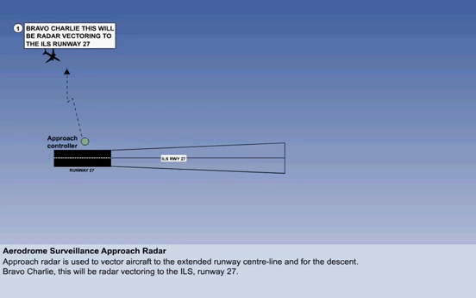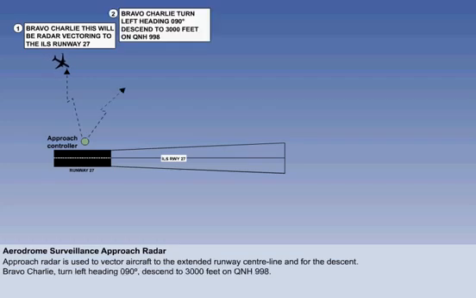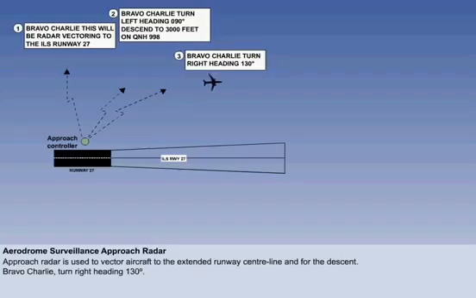Bravo Charlie, this will be radar vectoring to the ILS, runway 27. Bravo Charlie, turn left, heading 090 degrees. Descend to 3,000 feet on QNH 998. Bravo Charlie, turn right, heading 130 degrees.